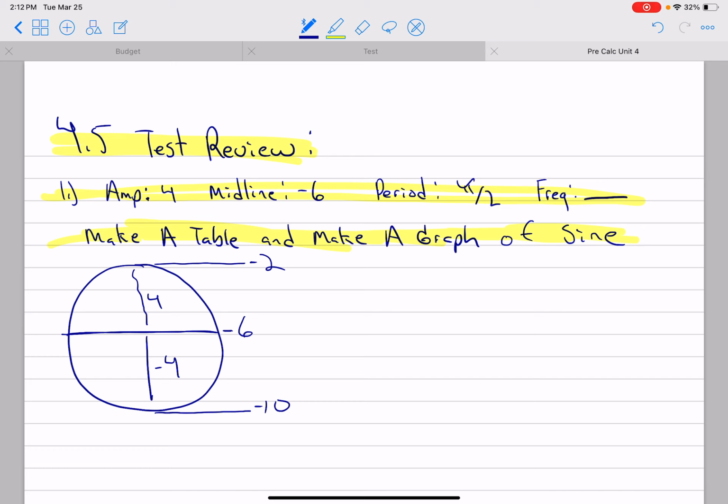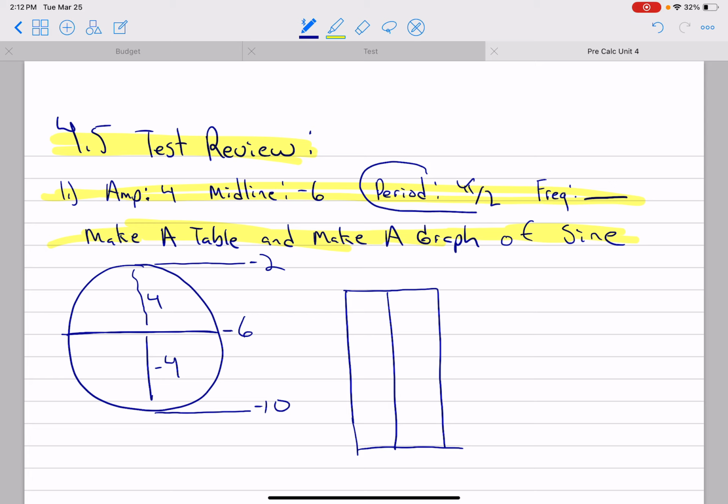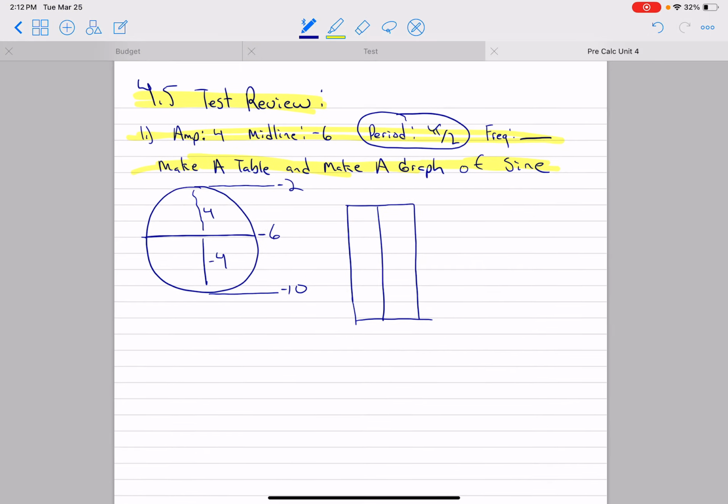So I drew my circle. I'm feeling pretty good here. It said make a table, so I'm going to do an input-output table. Oh, no, stop. I know my period is pi over 2, right? So I'm actually going to do this because this is going to be helpful.